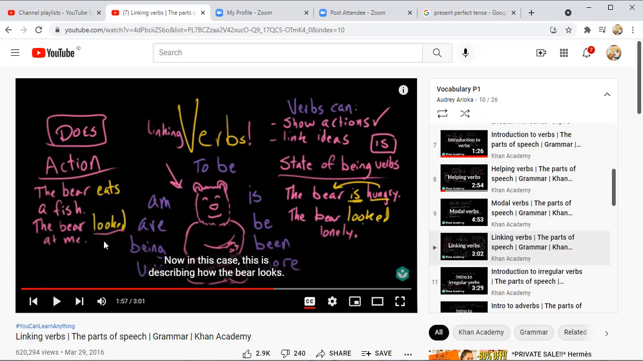And the other thing that the linking verb can do is describing something. Like the bear looked at me. Jadi kan beruangnya melihat saya gitu ya. And then I said the bear looked lonely.